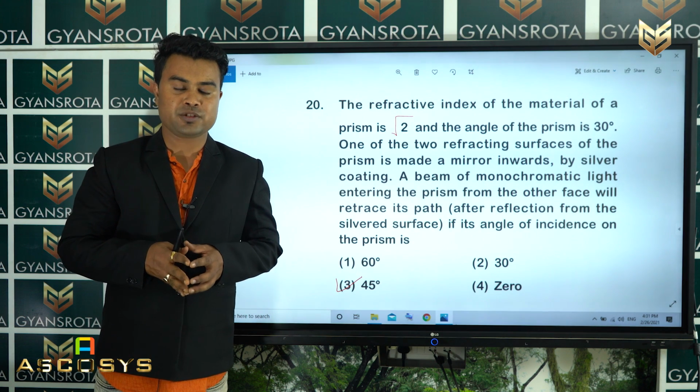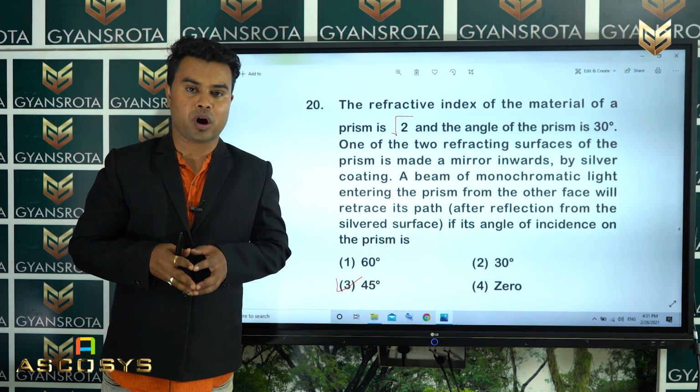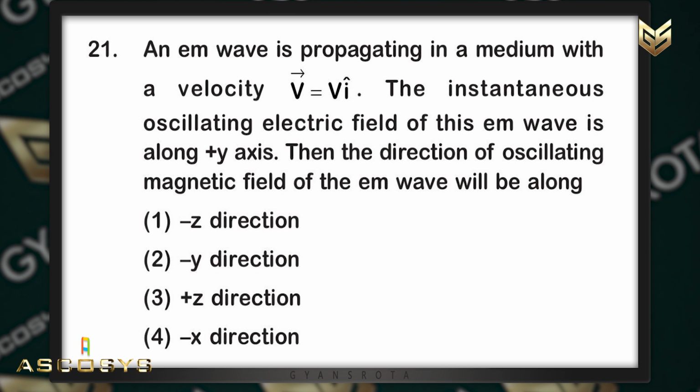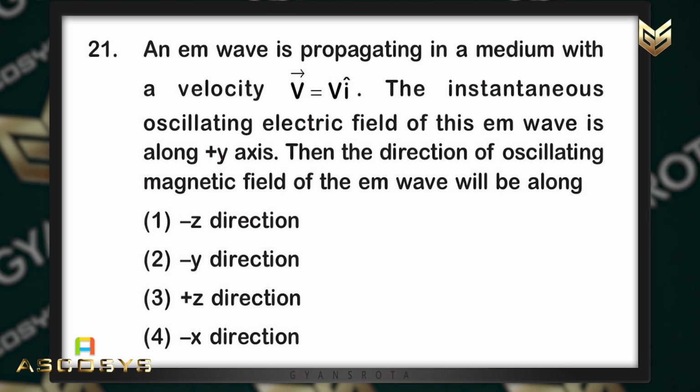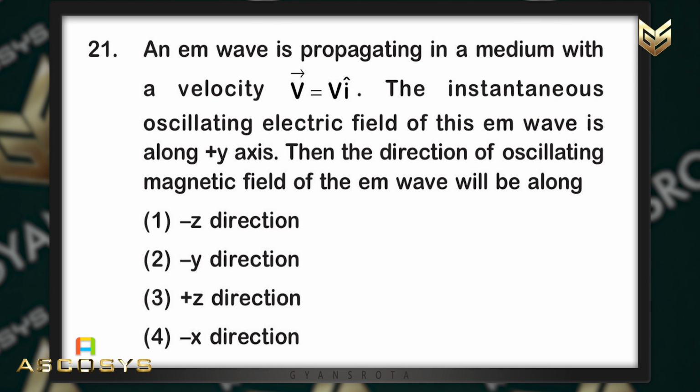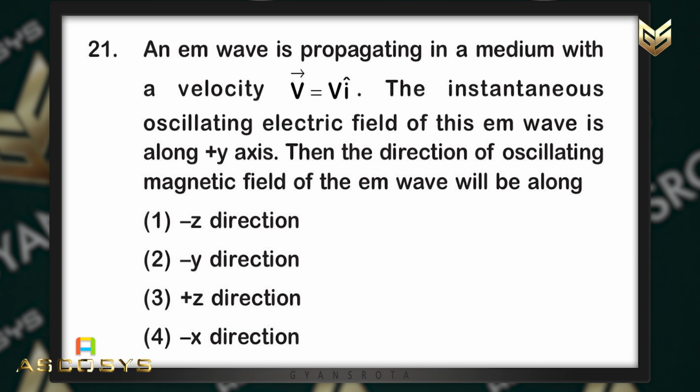Now let us move to the next question, that is question number 21. An electromagnetic wave is propagating in a medium with a velocity v equals v i cap, along the x-axis it is moving. The instantaneous oscillating electric field of this electromagnetic wave is along the y-axis. Then the direction of the oscillating magnetic field of the EM wave will be along.